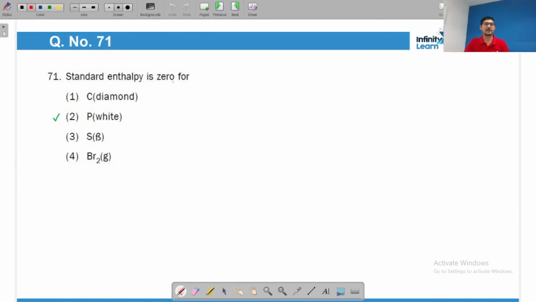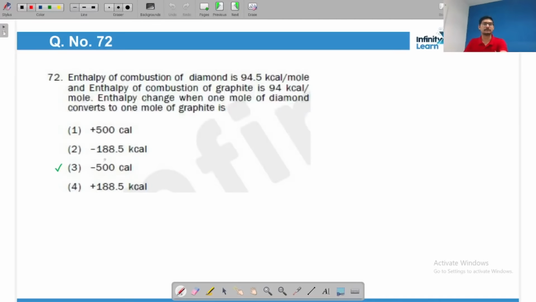Standard enthalpy of formation is 0 for white phosphorus. It is by convention. For carbon, it is graphite. For sulfur, it is the alpha, rhombic form. For bromine, it is liquid.